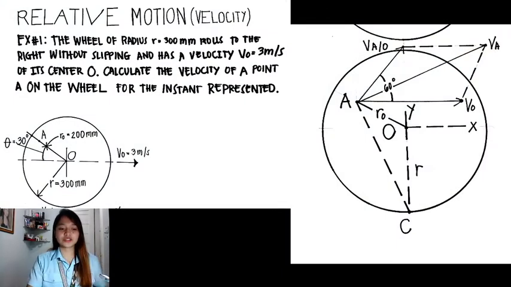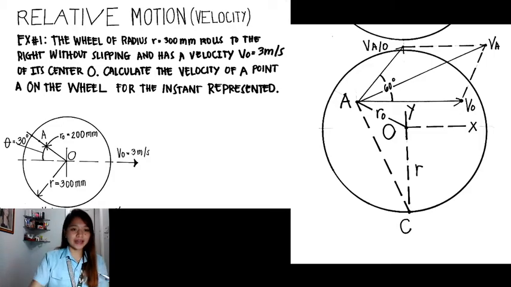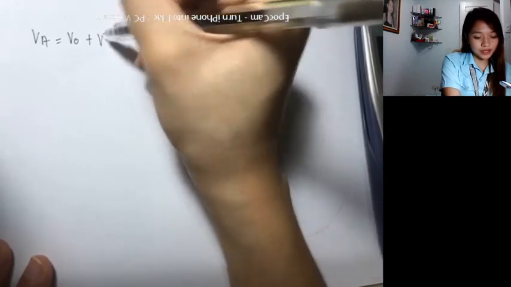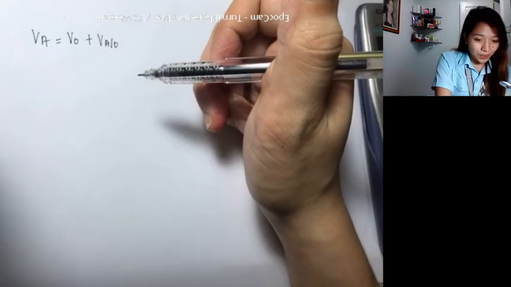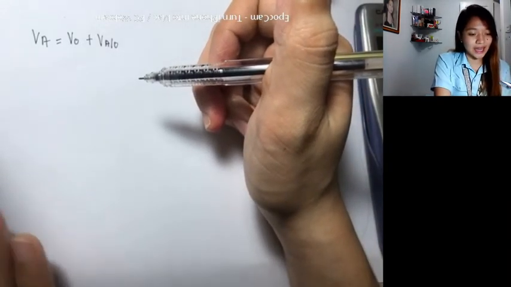To further understand this, let's solve this personally. As you can notice in our illustration, the reference point is the center O. Since the motion is already given, we can now write VA is equal to V sub O plus VA to O. The relative motion of velocity is perceived from the translating x and y axis.